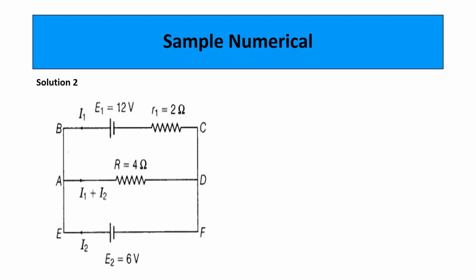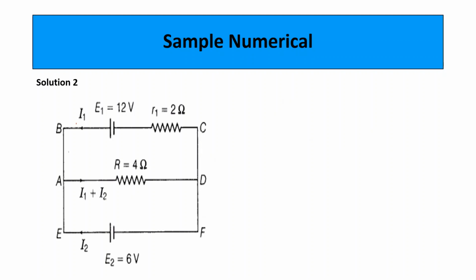The currents shown in the circuit are I1, I1 plus I2, and I2. When you consider junction A, I1 and I2 are entering the junction and I1 plus I2 is leaving the junction. Let I1 plus I2 be equal to I3. At junction D, I1 and I2 are leaving the junction and I3 is entering the junction. Applying Kirchhoff's current law at junction D, you can write I1 plus I2 is equal to I3.